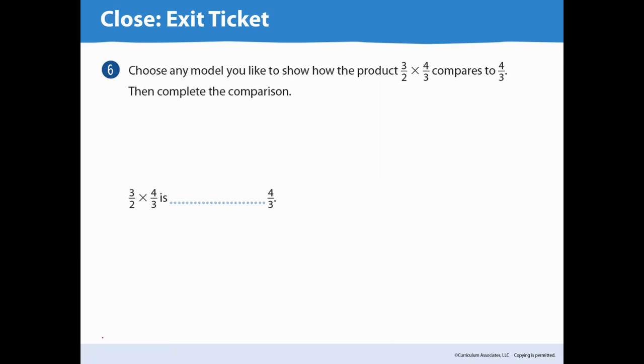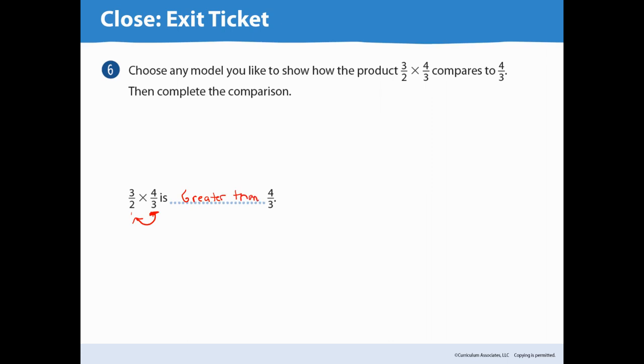All right. So here's what they're asking, guys. It says 3/2 times 4/3 is blank than 4/3. So I'm looking at the number 4/3, and it's being multiplied by 3/2. Well, 3/2 is 1.5. So if I multiply 4/3 times 1.5, it's obviously going to be greater. Not only is the fraction greater, but it also tells us 1.5 times as many. So this would be greater than.